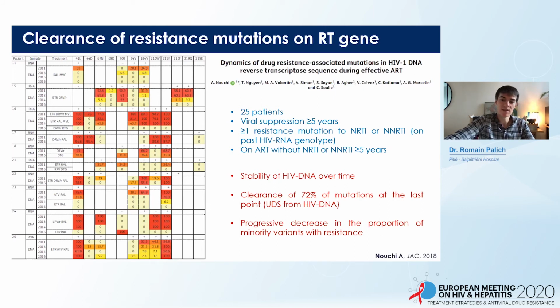Next generation sequencing was performed every year during the last 5 years, and the study shows the stability of HIV DNA over time, the clearance of 72% of mutations at the last point, and a progressive decrease in the proportion of minority variants with resistance. So this study is in favor of the clearance of resistance mutations in the HIV reservoir in patients with sustained viral suppression, which could allow the recycling of antiretrovirals despite resistance acquired in the past.